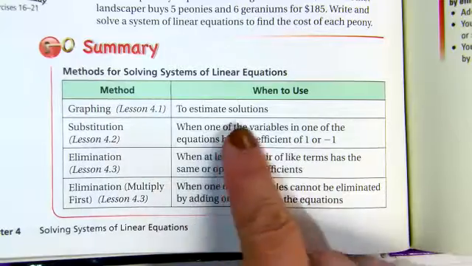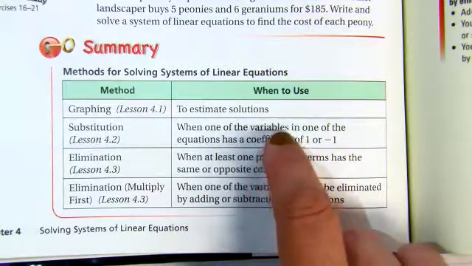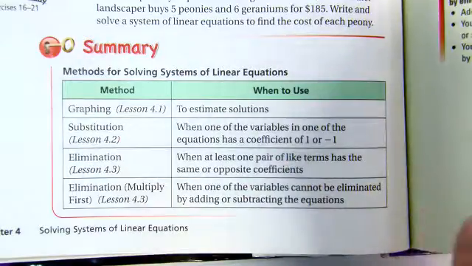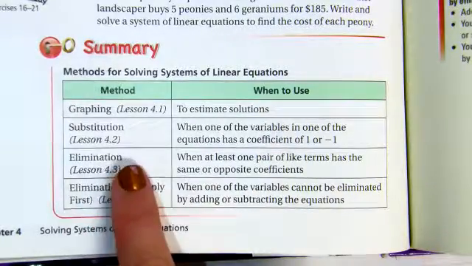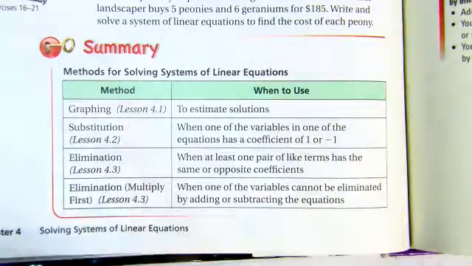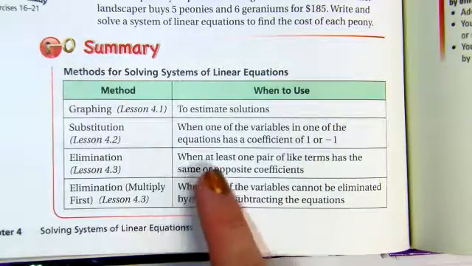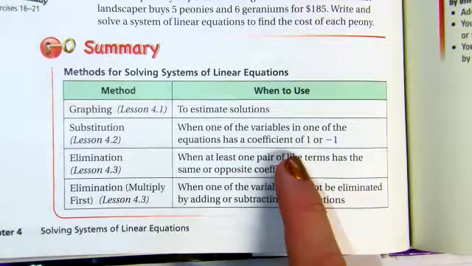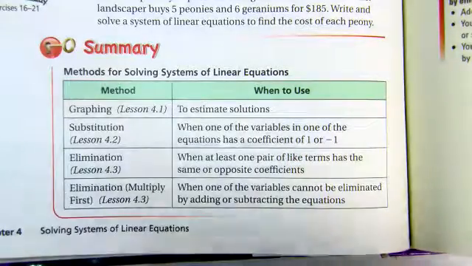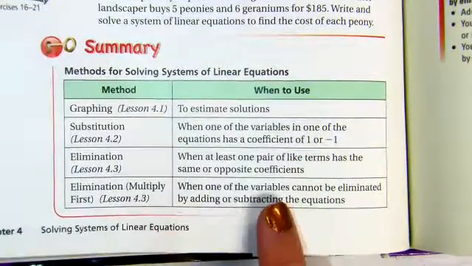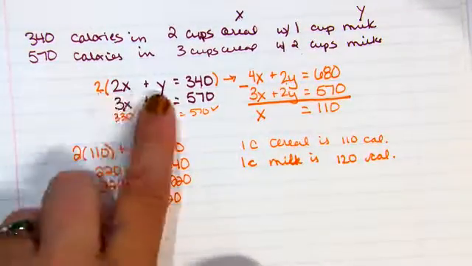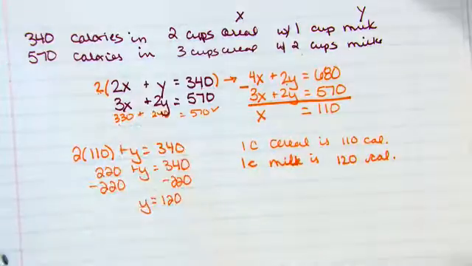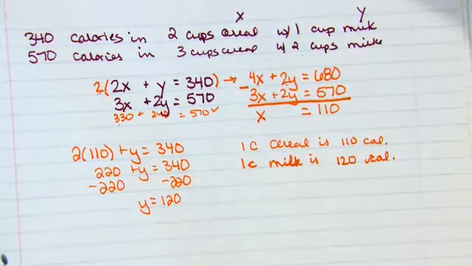For substitution, if one of the variables has a coefficient of 1 or -1, and it's really easy to get that variable by itself, that would be a good situation for using substitution to solve. For elimination, if you have a pair of like terms, so if your x's or your y's have the same coefficient or opposite coefficient, you can just do straight elimination without having to multiply it all. That was like the first problem we did. If we can't just eliminate by adding or subtracting, so like this one right here, we needed to multiply by 2 first to get the same coefficient for our y's. That's when you're going to use elimination using multiplication first.